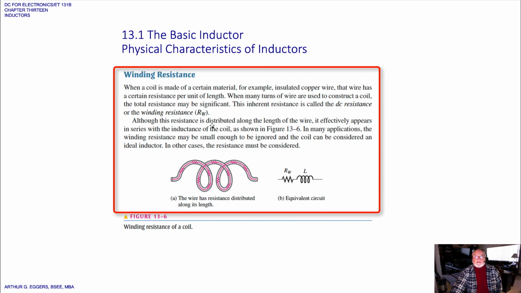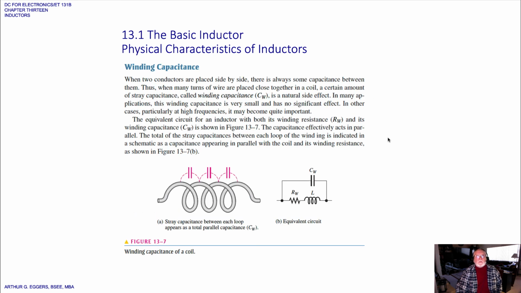Although the resistance is distributed along the length of the wire, it effectively appears in series with the inductance of the coil. In many applications, the winding resistance may be small enough to be ignored, and the coil can be considered an ideal inductor. Okay, so you just have to determine by how the problem is presented whether or not you are going to factor it in or if you're just going to ignore it because it is so small.